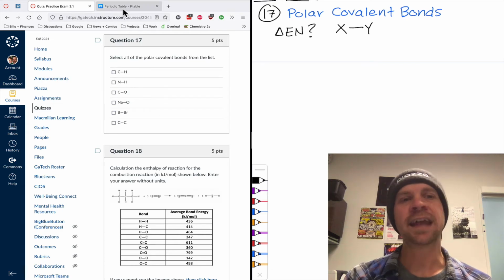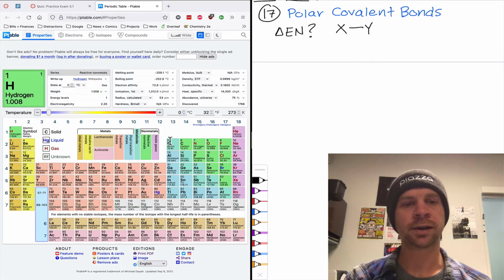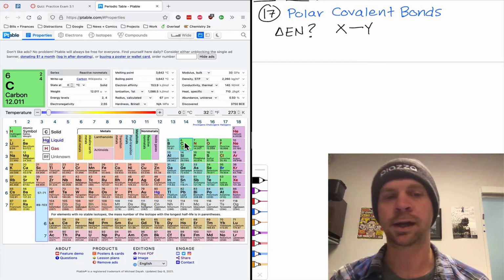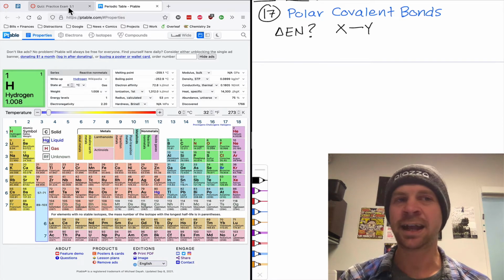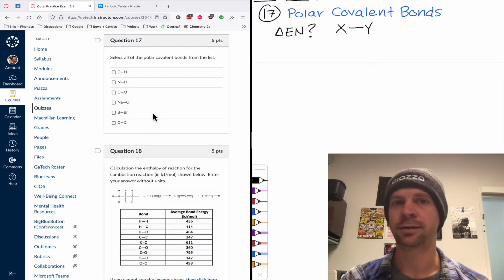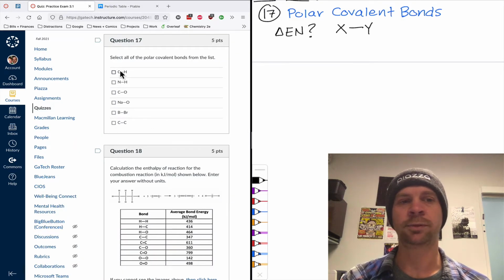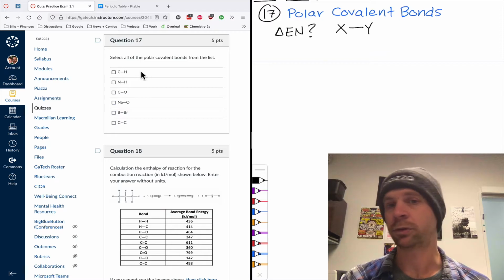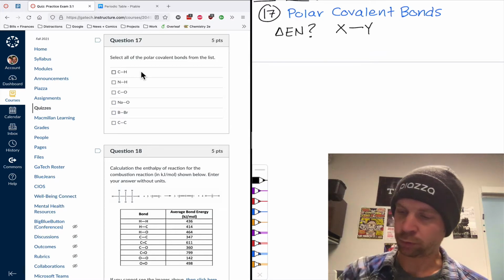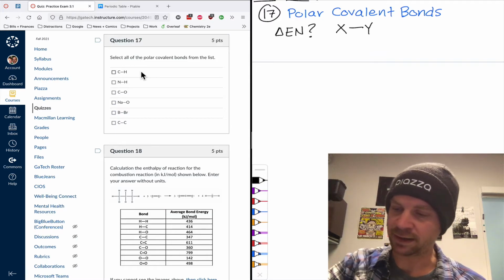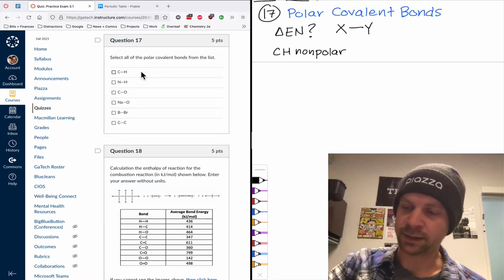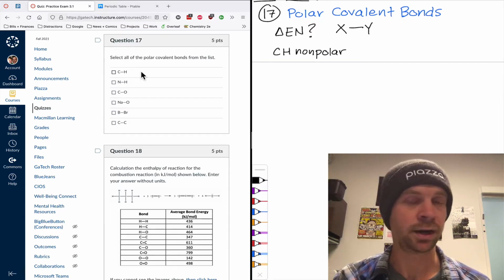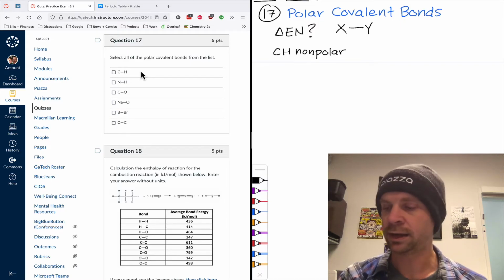So C-H, for example. Carbon and hydrogen are pretty close in the periodic table. Carbon is slightly more electronegative than hydrogen, but C-H bonds are generally not considered polarized because these elements are similar in electronegativity. So C-H is a nonpolar bond. Let's go ahead and write that down. C-H is nonpolar. And molecules that contain only, for example, C-H and C-C bonds are generally considered nonpolar as a whole.